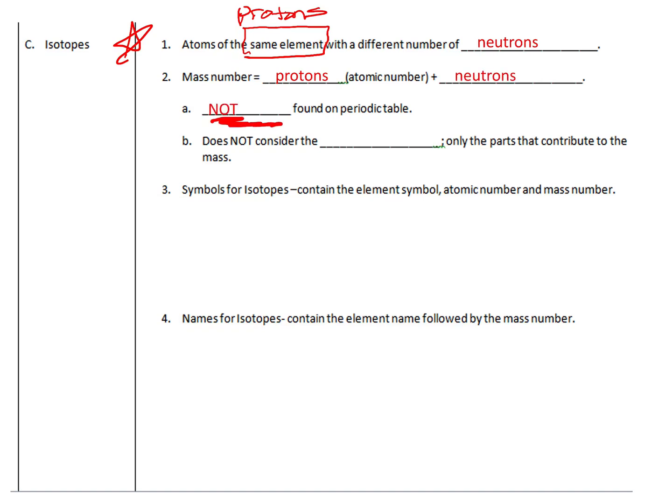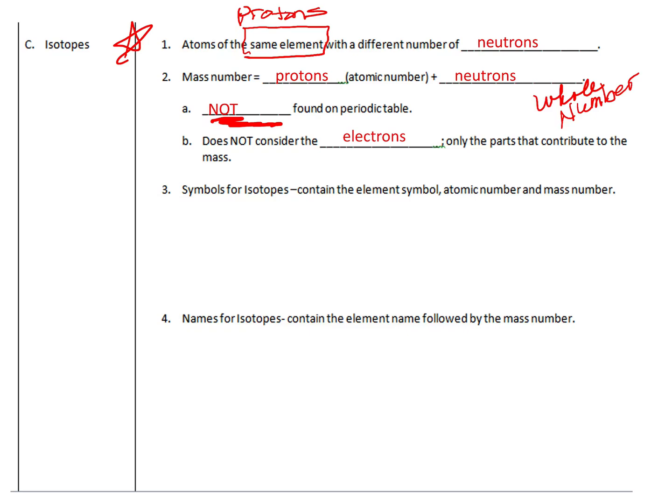It is not found on the periodic table because if we add the number of protons and the number of neutrons, you will get a whole number. If you look at the periodic table, most of the masses of the elements listed on the periodic table are not whole numbers. And that is because the mass number does not consider the electrons, only the parts that contribute to the mass, but the mass number is the number of protons and neutrons.